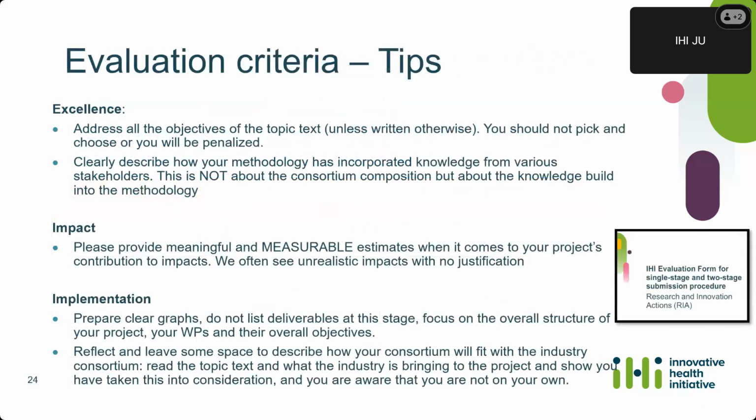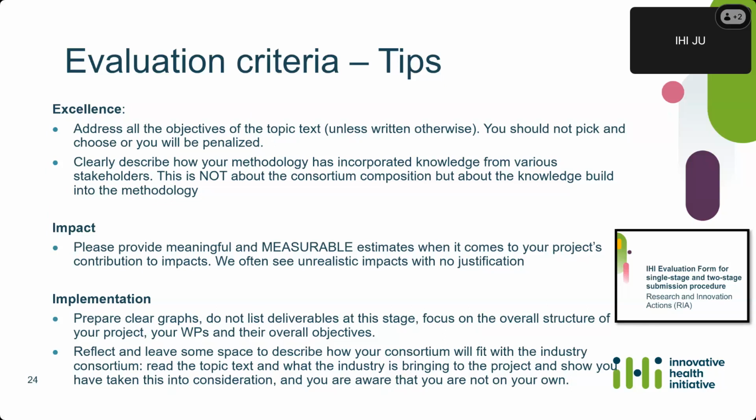Regarding the evaluation criteria, in excellence, it's very important to address all the objectives of the topic text. We've seen some proposals where applicants pick and choose, but this at the end will be reflected either as a shortcoming or, most often, as a weakness, and the proposal normally receives a below-threshold score. It's important also to clearly describe how your methodology has incorporated the knowledge of various stakeholders. Here it's important not to confuse: when we say knowledge, we're not talking about the consortium composition, but about the knowledge built into the methodology.